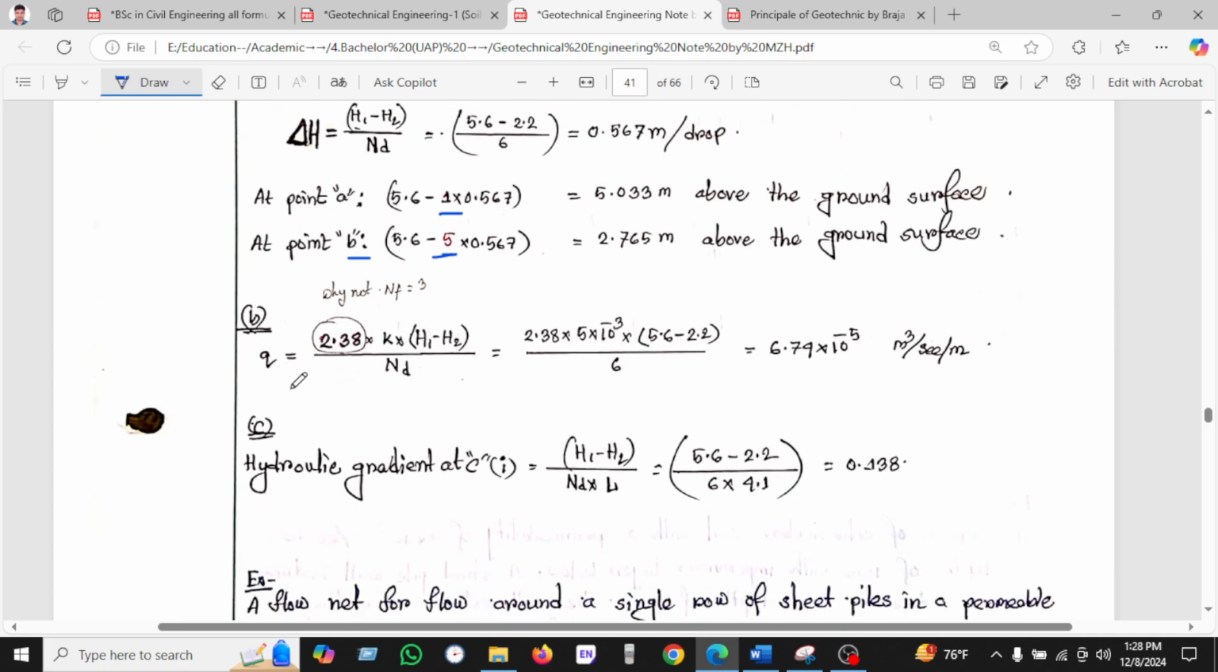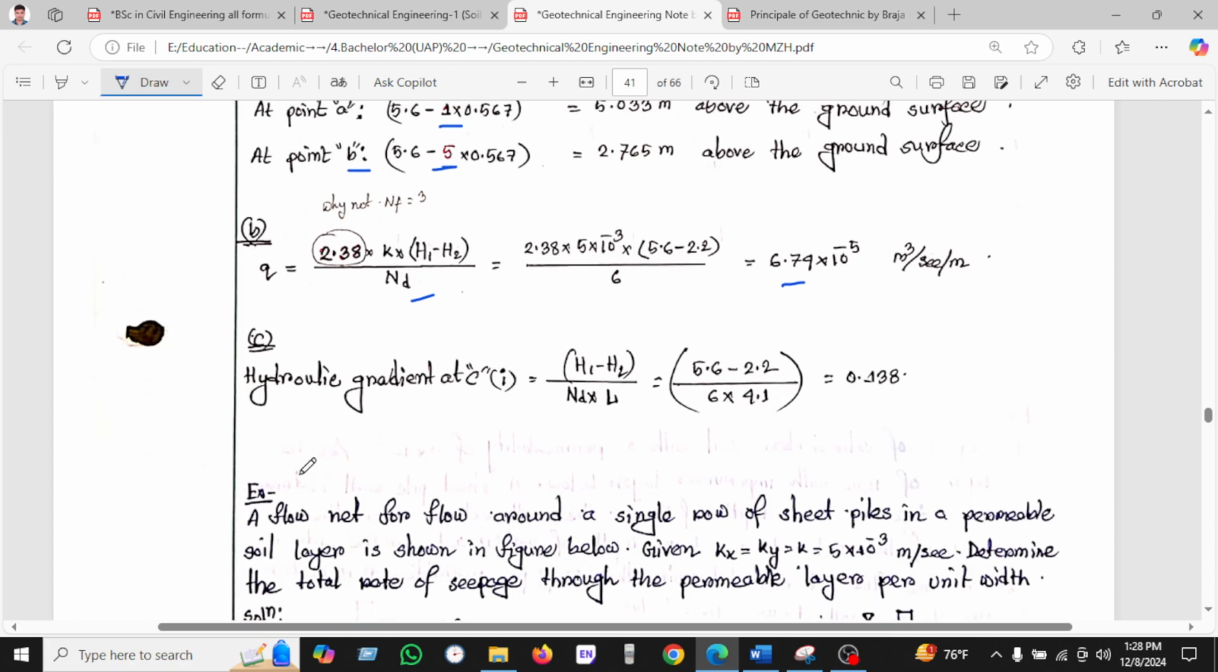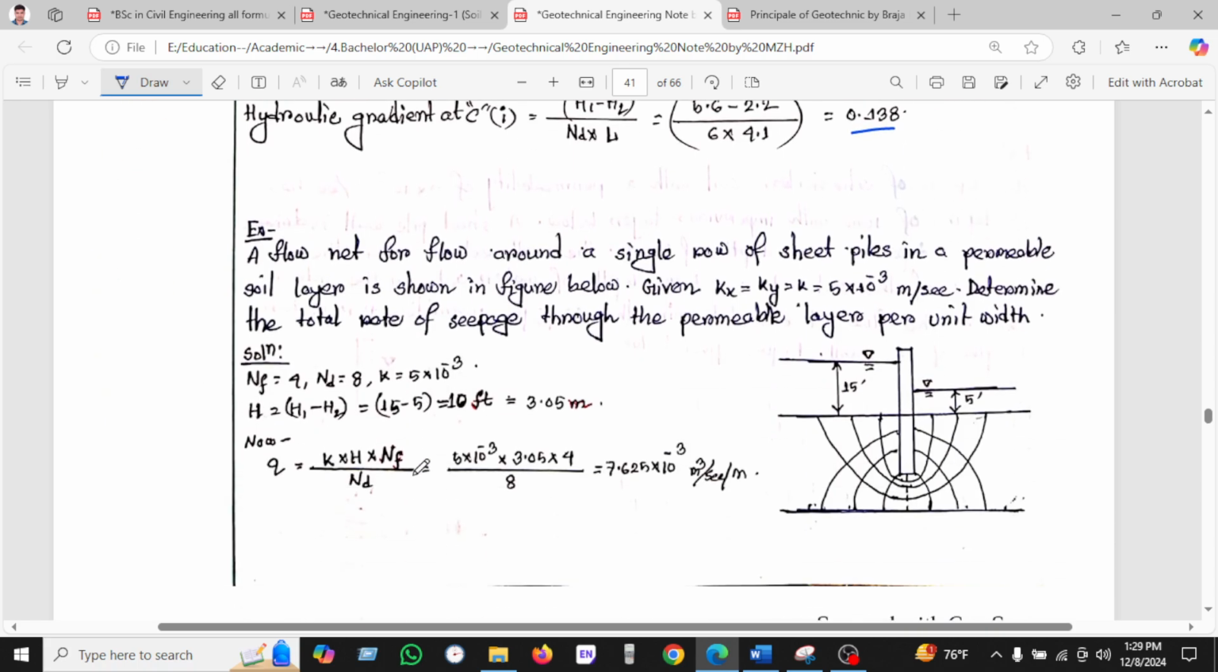Q equal to 2.38 K H1 minus H2 over ND, and found 6.74 into 10 to the minus 5. And for C gradient, I equal to we know H1 minus H2 and D equal to L, and found 0.13.